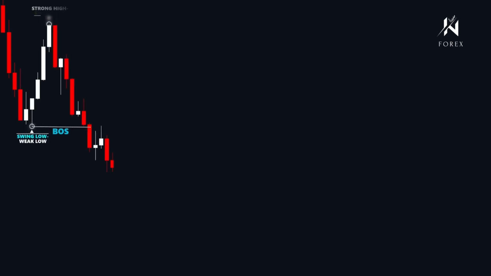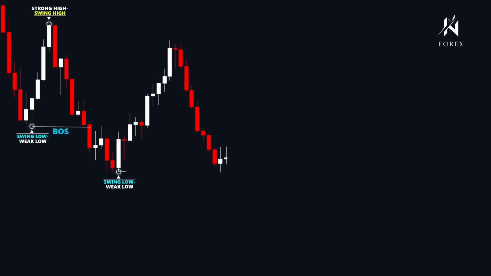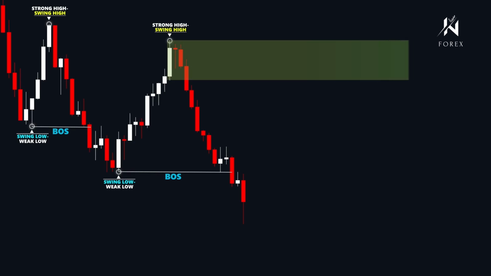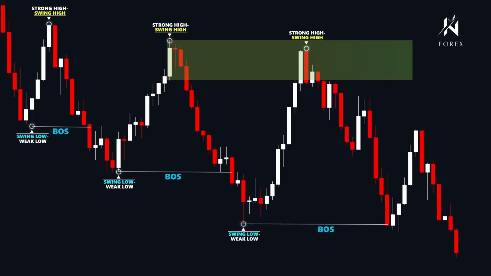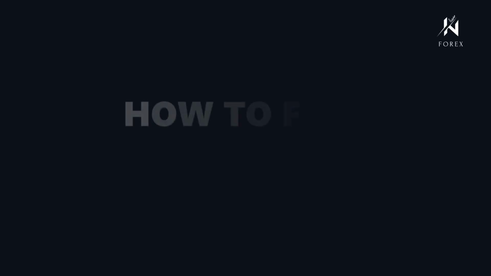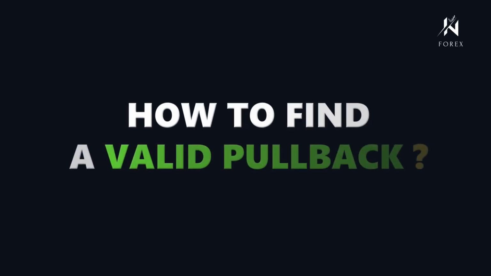And in a downtrend, same idea, just flipped. Price trends down, makes a low, pulls back, then breaks a previous low. Mark that broken low. When price pulls back to it and sellers step in, you have a clean opportunity to sell with the trend. Now let's jump into another powerful concept: how to find a valid pullback.